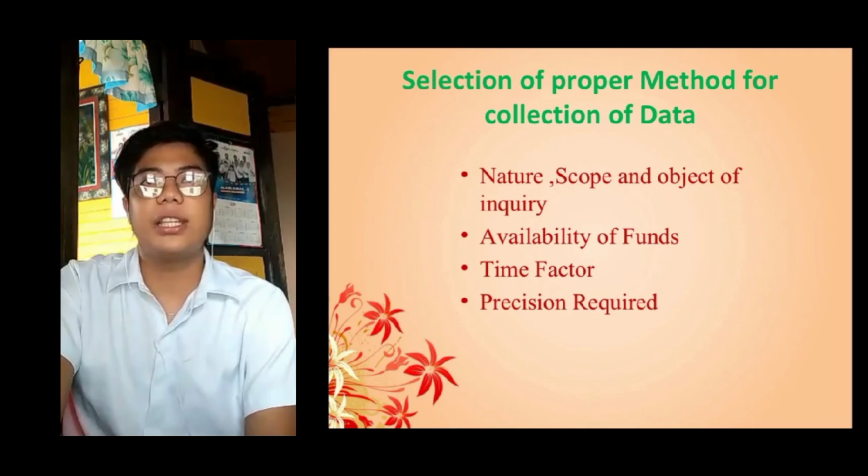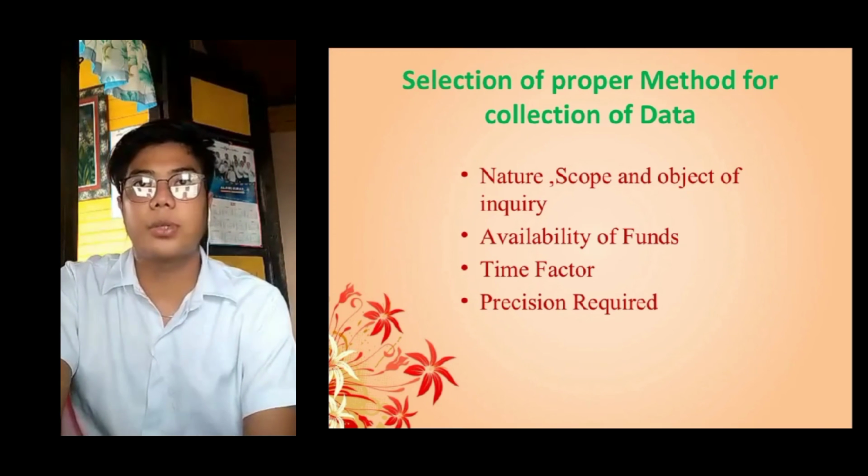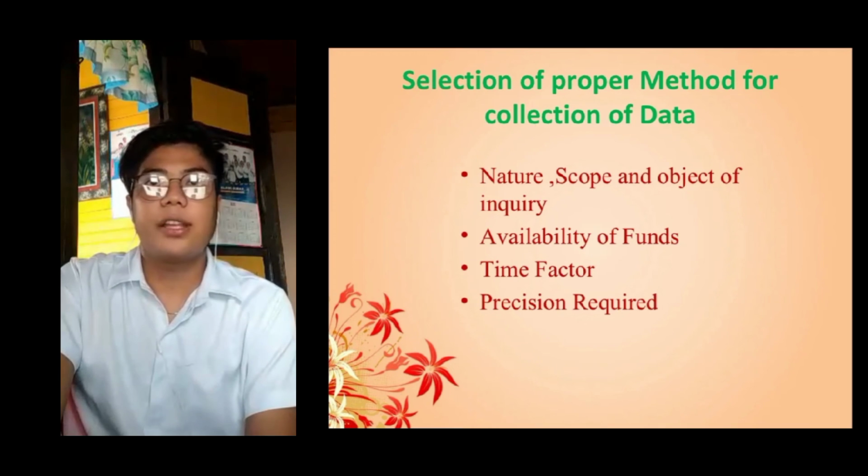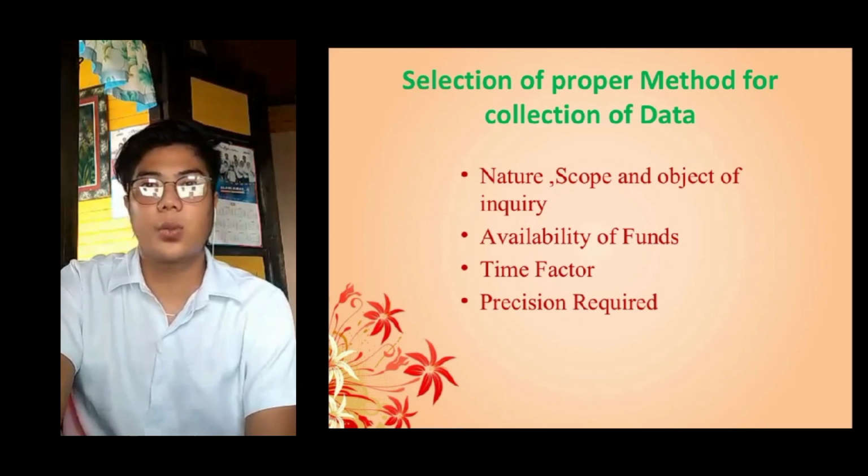And the last one is the selection of proper method for collection of data. So under this, we have four components. First is the nature, scope, and object of the inquiry. Second one is availability of funds. The third one is the time factor, most especially. And the last one is the precision required.